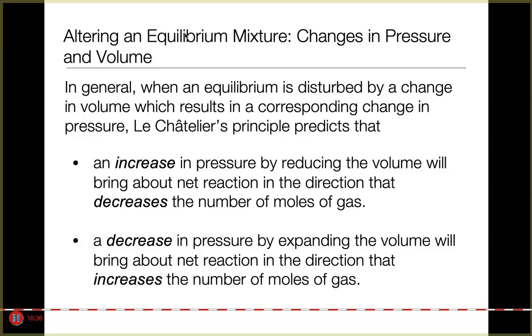So let's think about what's happening. So we'll read through this, and then I have an example on the next slide. So it says, in general, when equilibrium is disturbed by a change in volume, which results in a corresponding change in the pressure, Le Chatelier's principle is going to predict an increase in pressure by reducing the volume. So that's the only way we're going to change pressure here. We're not pumping more gas in, because that would be like adding more moles of gas. It'd be like the last slides we did with changing concentration.